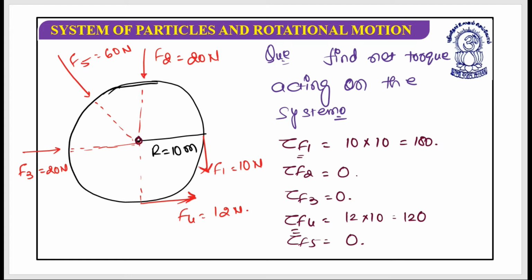Torque due to F1 is rotating my wheel in the clockwise direction, so I should write it as negative. And F4 is rotating it in anti-clockwise direction, so I should write this as positive. So the net torque will be equal to plus 20 Newton meter. That means the wheel is rotating in anti-clockwise direction.